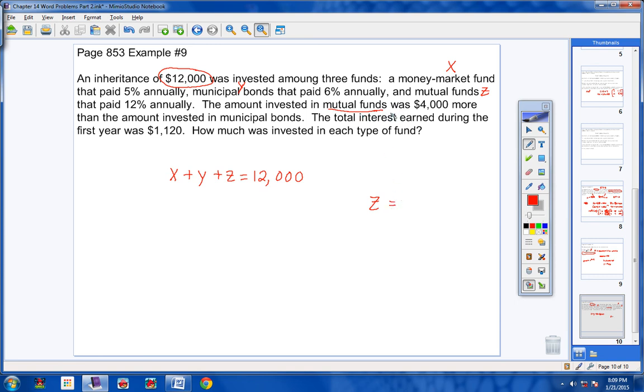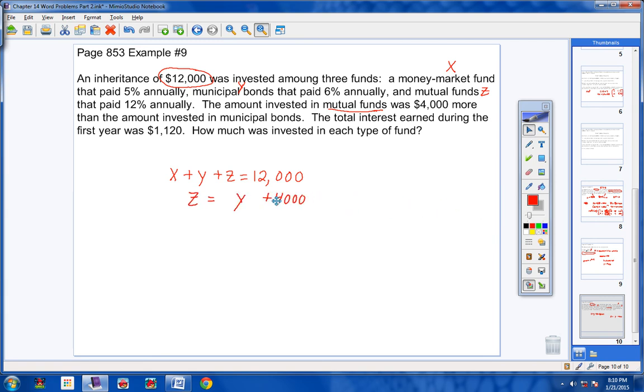Mutual funds equaled 4,000 more than. So we know we're going to add 4,000. Let's start over and look at this again. Mutual funds, that's Z, was or is or equals 4,000 more, so I'm going to add 4,000, than the amount invested in municipal bonds. Well, municipal bonds is Y, so Z equals Y plus 4,000. Okay, now, this is your second equation, alright?